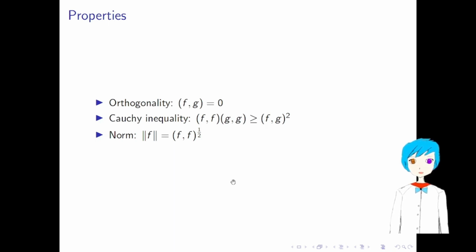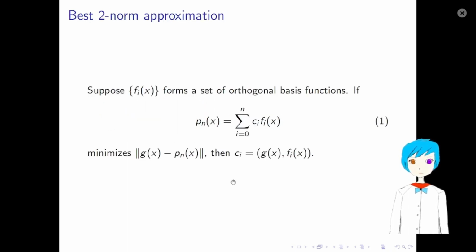Here are some properties of the inner product. Orthogonality: if the inner product of two elements f and g is 0, then we call those two elements orthogonal to each other. Cauchy inequality: the inner product of f with itself times the inner product of g with itself is greater than or equal to the square of the inner product of f and g. We can also define the induced norm. The norm of f is defined as the square root of the inner product of f and f.